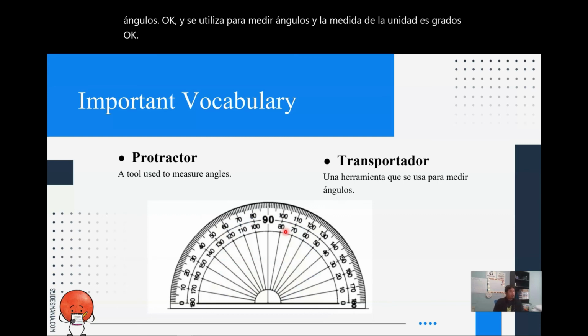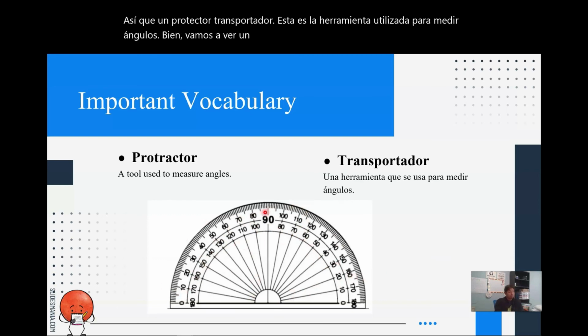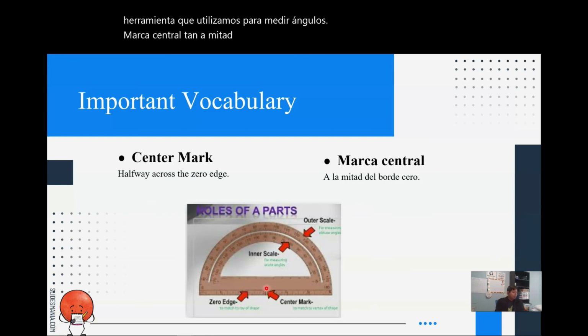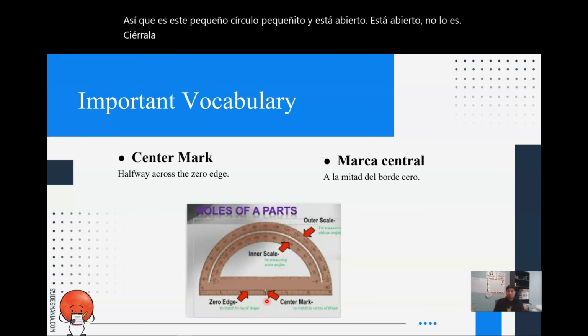Okay, so a protractor, this is the tool used to measure angles. Okay, we're gonna see a lot of this in the next coming up weeks. This is the tool that we use to measure angles. Center mark, so halfway across the zero. So it's this little itty bitty circle and it's open. Okay, it's open. It's not closed. It's open. And that's where we put the vertex. That's where we line up the vertex. Because if we don't, then it's going to be off, right?